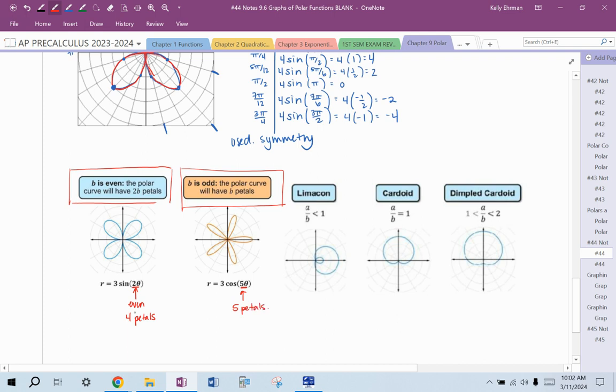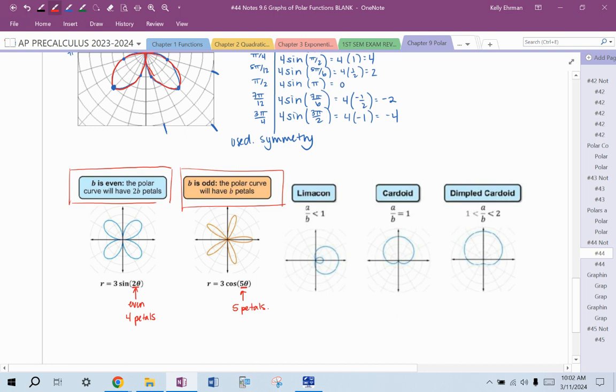The reason for the double thing versus not double: if B is odd, then when you go from 0 to 2 pi, you're not tracing over the same graph twice. But if B is even, it should only take you, I think, pi to complete that graph instead of 2 pi. So the 2 pi would trace over the petals again.